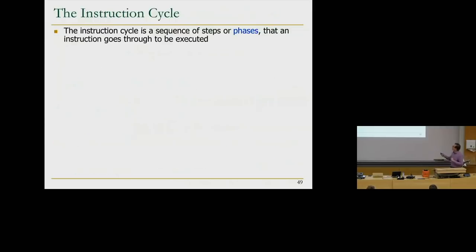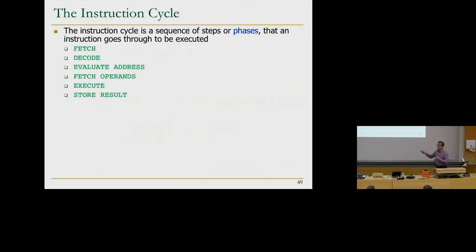Basically, an instruction cycle goes through a sequence of steps or phases to get executed. And these are the 6 phases. You need to first fetch the instruction, decode the instruction, figure out what it's doing, evaluate the address of the instruction if the instruction needs an address, fetch the operands that the instruction is supposed to operate on, execute the instruction, and store the result of the instruction somewhere. Okay? All instructions go through these steps, but not all of them go through every step or phase. I'm going to use phases and steps interchangeably.